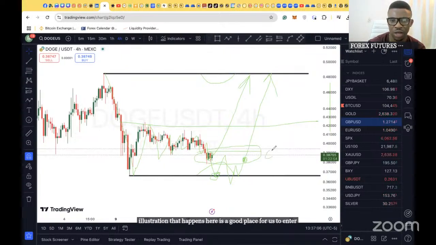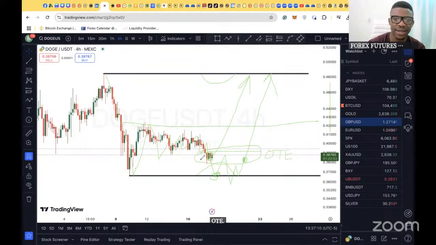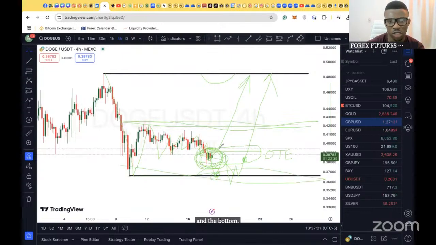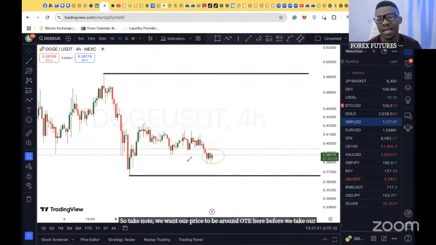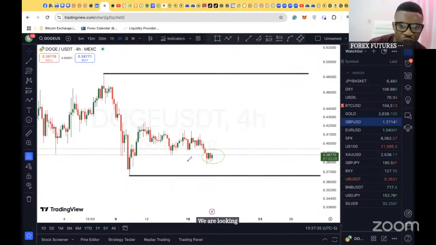We call this area OTE, optimal trade entry. Right now, the price is at that same area. OTE is in between half and the bottom. So take note, we want our price to be around OTE before we take our trade. When price is around OTE, we are looking for two things: a bullish engulfing or a morning star candle.